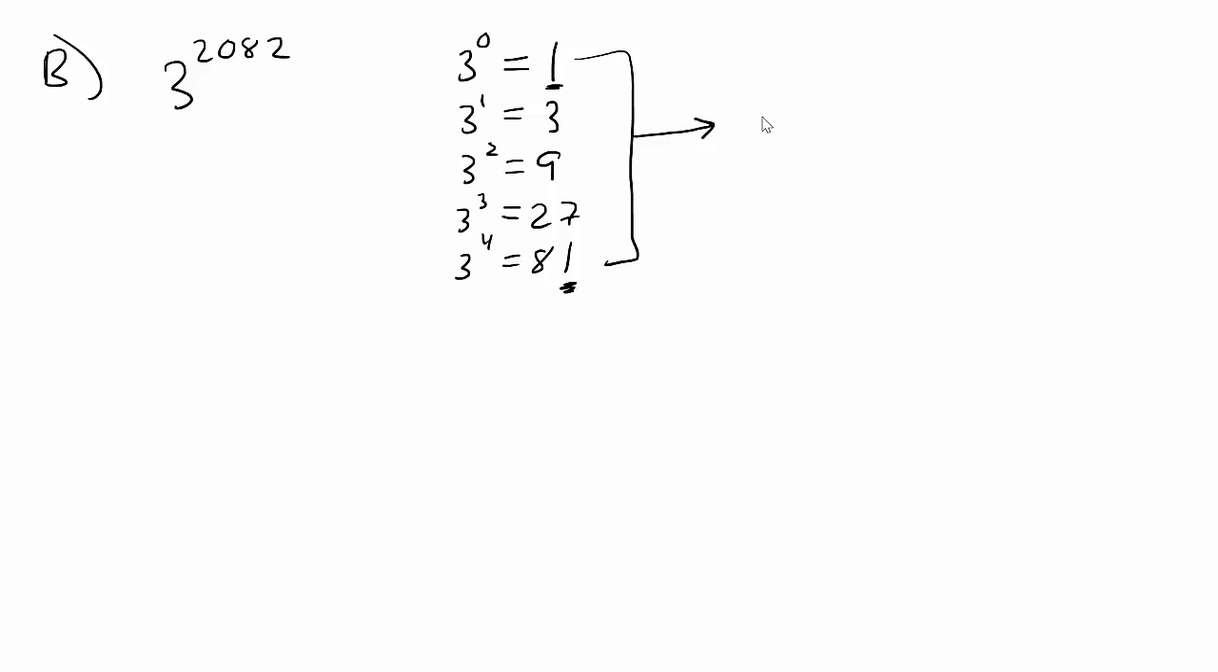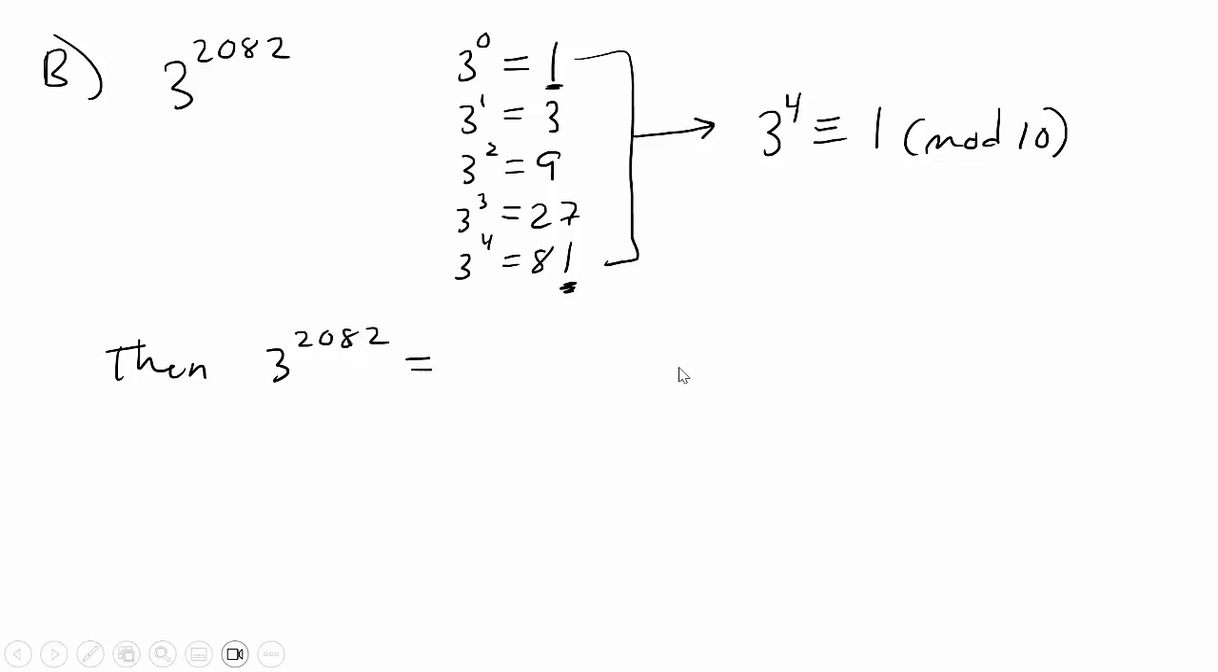So now we can say that 3 to the 4th is congruent to 1 mod 10. That's how we're going to reduce this. So then 3 to the 2082nd power is going to be equal to, I need to break this exponent up so that there's a 4, so that it matches this exponent here, so that I can reduce it to just 1.